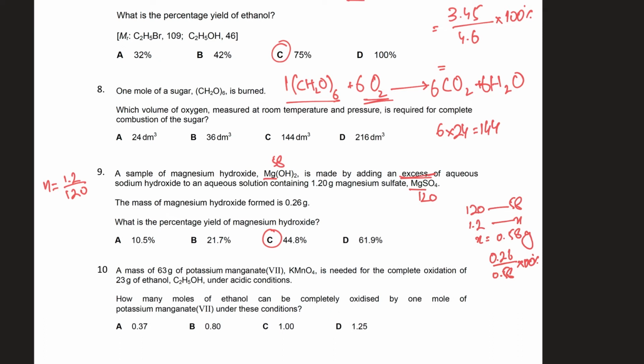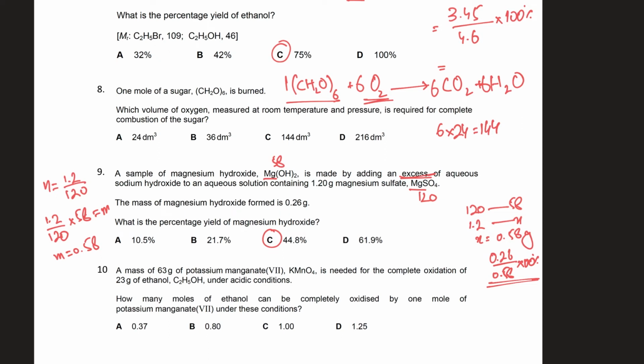So that will give me 1.2 over 120, that's my moles, multiplied by MR, giving me mass, which comes out to be 0.58. Now judging by that, I'll use the same formula for yield, and that gives me 44.8. Alright, let's see. Question number 10.